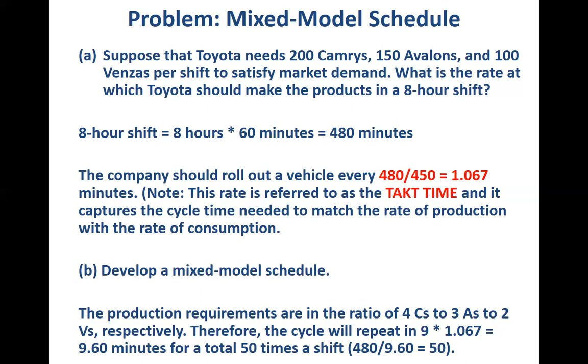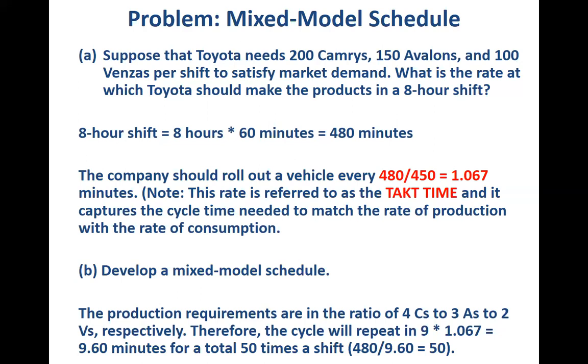So what we are going to do is take that 480 minutes, which is the 8-hour shift, and divide that by the total production that is done, which is the 200 Camrys plus 150 Avalons plus 100 Venzas, which turns out to be 450 of them. So this is 1.067 minutes. So in other words, Toyota is rolling out a vehicle every 1.067 minutes from their assembly line.